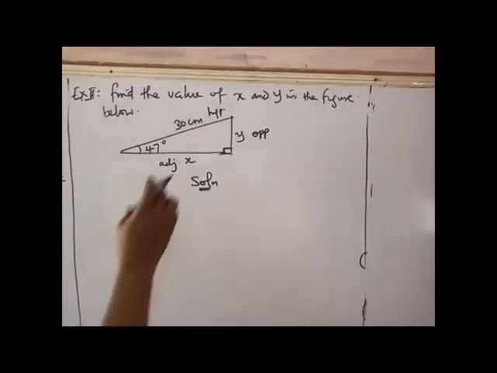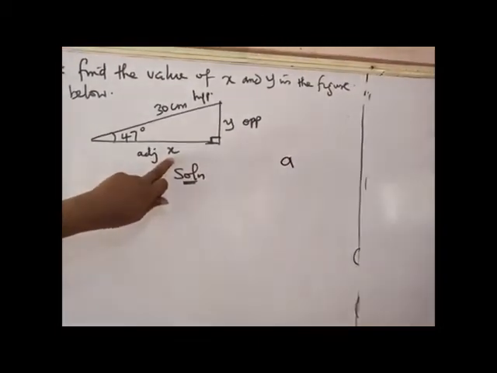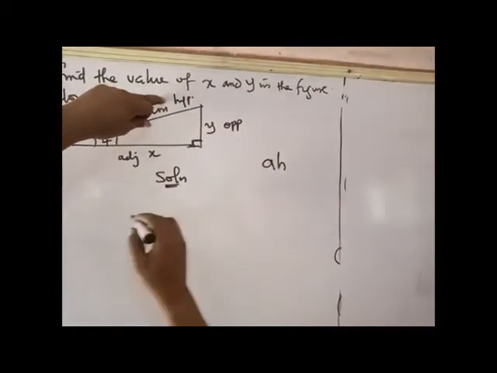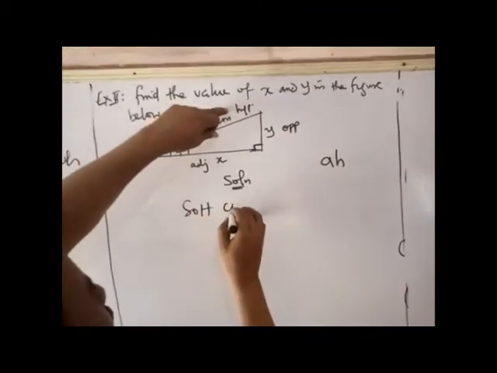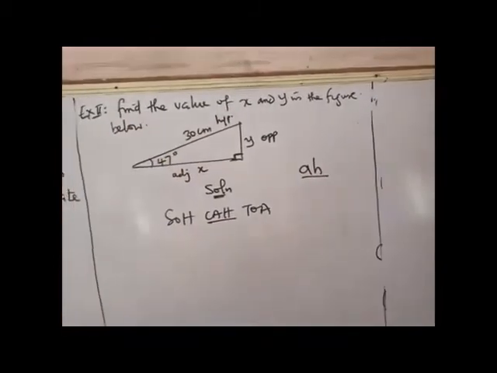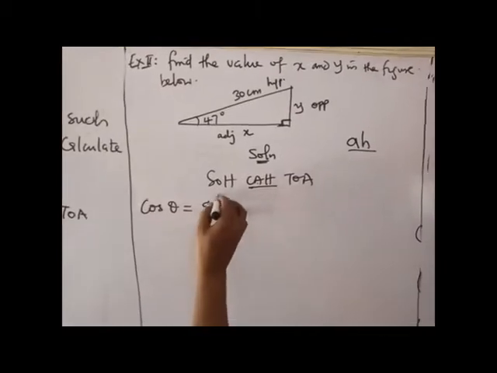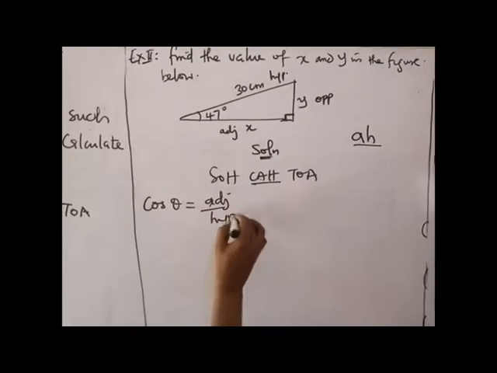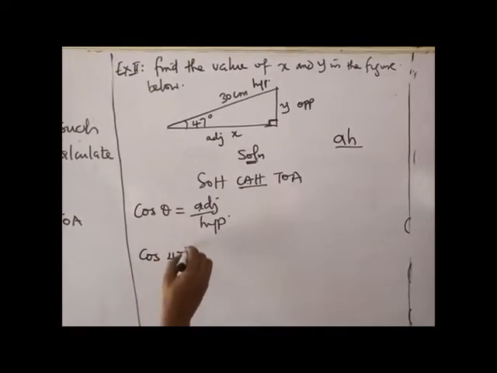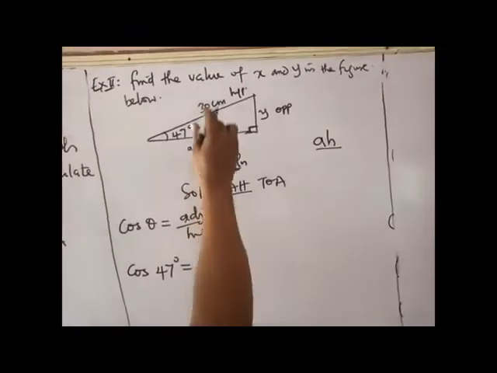So to get x, x is the adjacent, which is A. The side given is the hypotenuse, H. Remember your SOH CAH TOA. Which one has A and H? It is CAH, so you are using cos. Cos theta equals adjacent over hypotenuse. Our theta is our angle in question. Cos 47 degrees equals our adjacent, x, over the hypotenuse, which is 30.